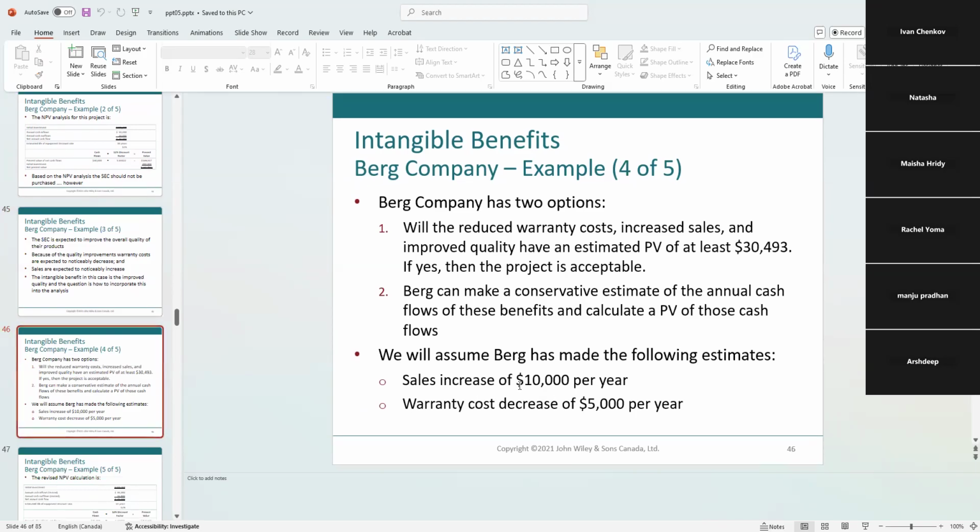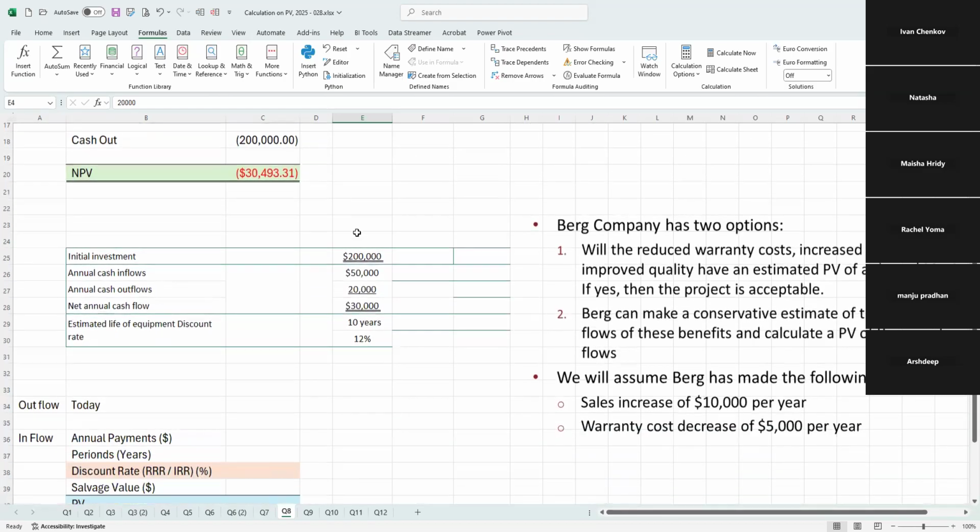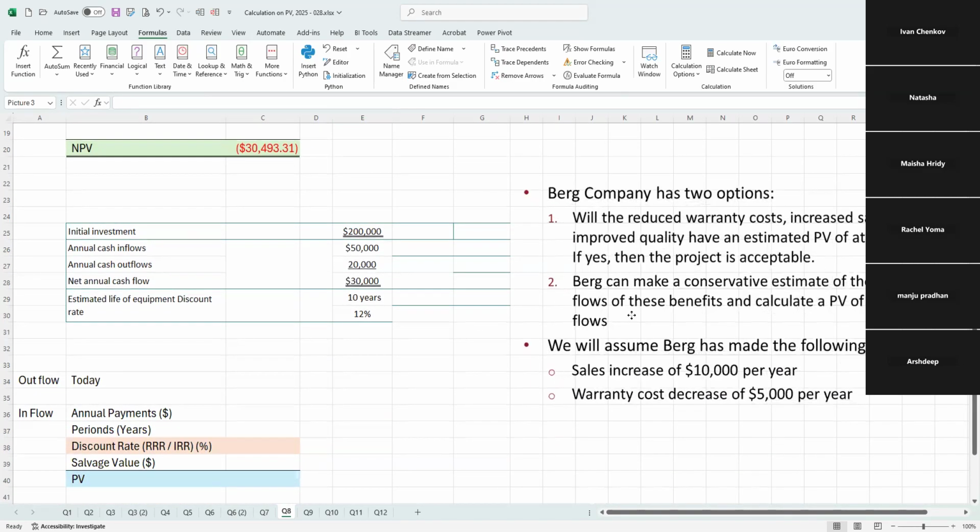So the sales increase is 10,000 per year. Warranty cost decrease is 5,000 per year. Let's go to our calculation here and see what we're going to have. So now we need the initial information, which is the $30,000 increase here, because we have annual cash inflow 50,000, annual cash outflow 20,000. Now, having those in mind, once we incorporate the changes, where are we going to be?